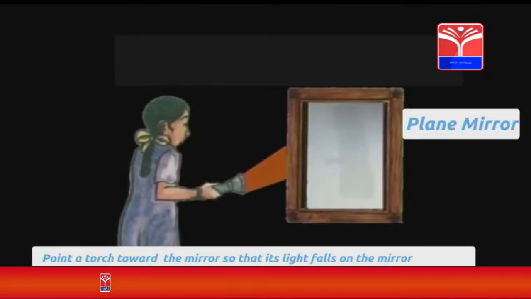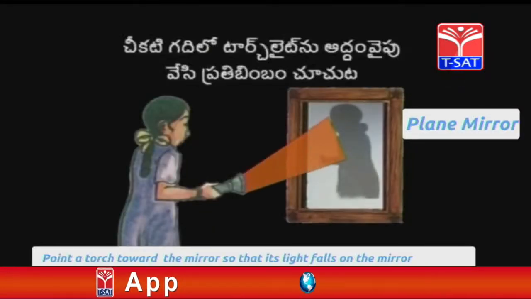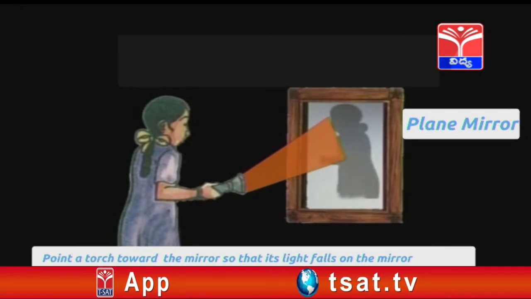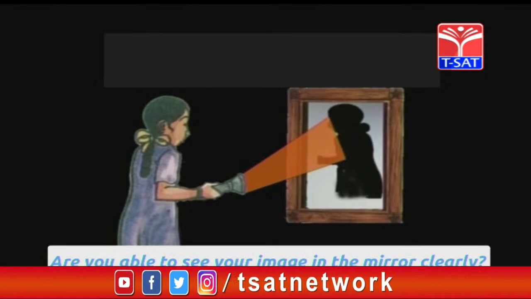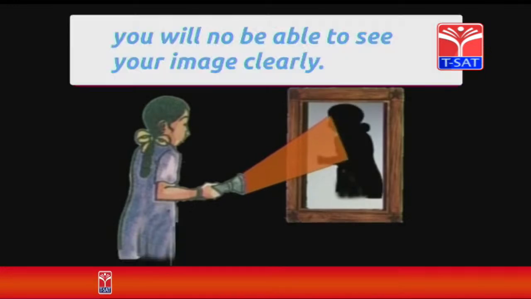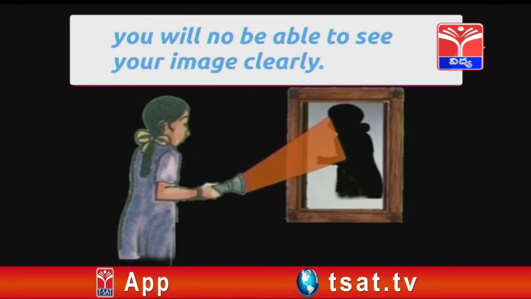Point a torch toward the mirror so that its light falls on the mirror, which is held up as shown in the video, and try to see your image in the mirror. Are you able to see your image in the mirror clearly? Of course not. You will not be able to see your image clearly.